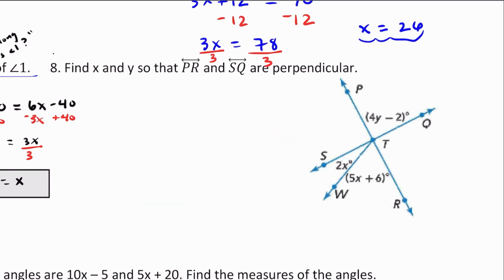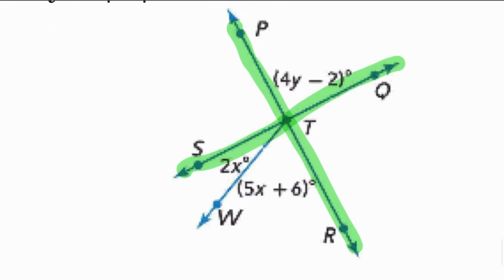Number 8 says find x and y so that line PR and line SQ are perpendicular. Okay, so line PR is right there, and line SQ is right there. Line PR and line SQ are perpendicular, meaning that they intersect at a 90-degree angle. So I'm going to draw my squares to show 90-degree angles. So I'm going to draw a square here, and a square there, a square here, and a square there.